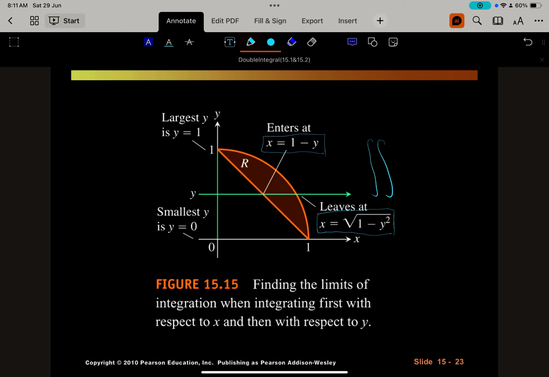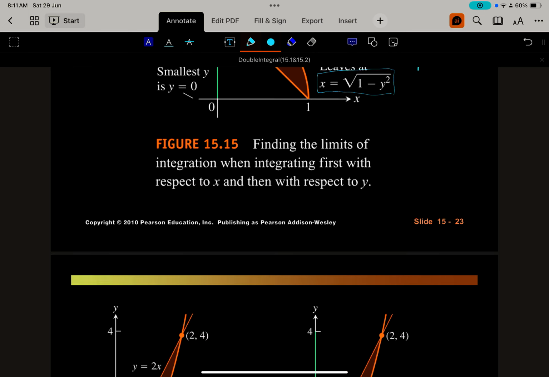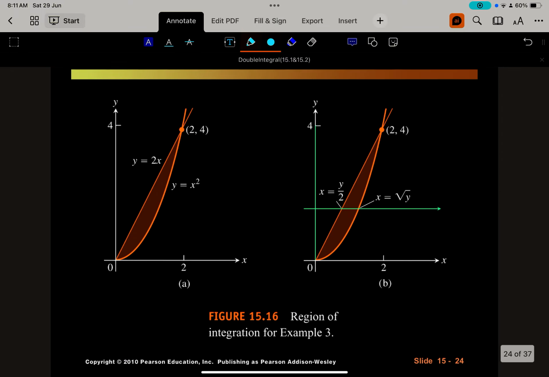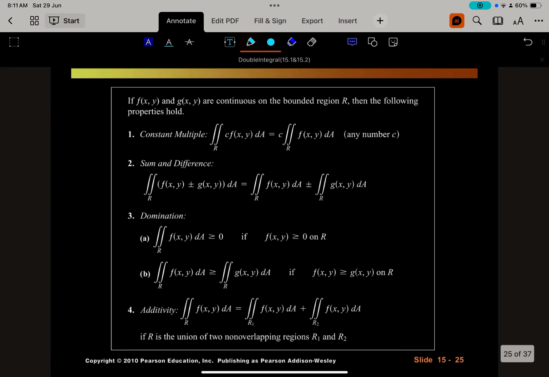Okay, so we're going to have here the square root of 1 minus y squared, and here we're going to have 1 minus y, and then the function of x, y, dy, and then dx, and dx is basically from 0 to 1. It's also a different region. We have many different examples you can try.